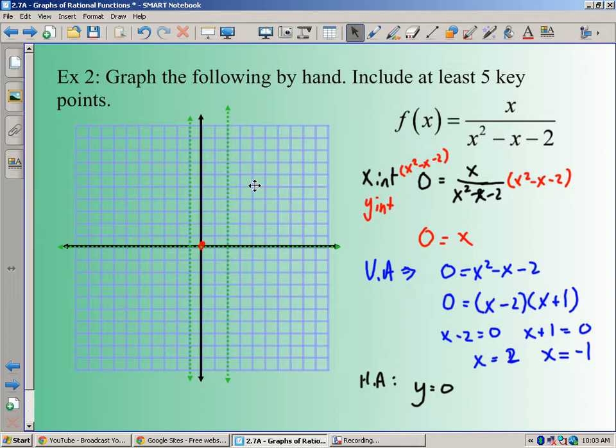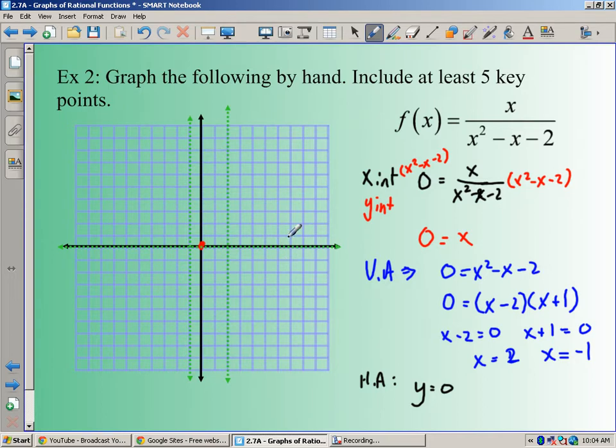And so, yes, there are times where you might cross over a horizontal asymptote, and this is one of those cases. You can see I have a point that's right on the horizontal asymptote. But if I go out to infinity, as x gets infinitely large or x gets infinitely small, then we're going to approach this horizontal asymptote.